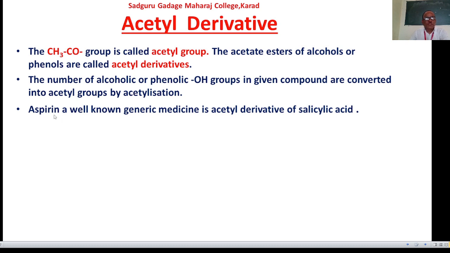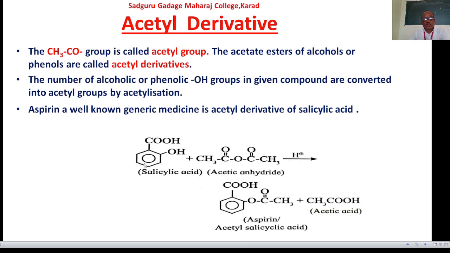We know the example of aspirin. Aspirin is a medicine, a generic medicine. It is also the acetyl derivative of salicylic acid. To see this reaction, salicylic acid means a benzene ring attached to OH and COOH groups. The OH group is at carbon number 1 and the COOH group at carbon number 2. This compound is called salicylic acid. It reacts with acetic anhydride, CH3 C double bond O, O, C double bond O CH3, in the presence of H plus. It gives the product called aspirin.